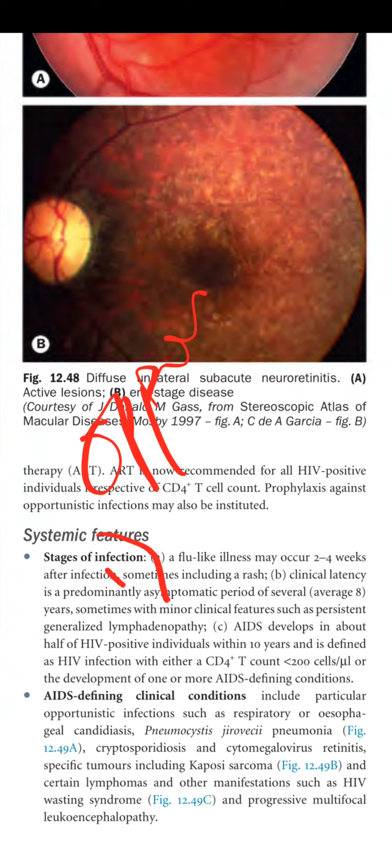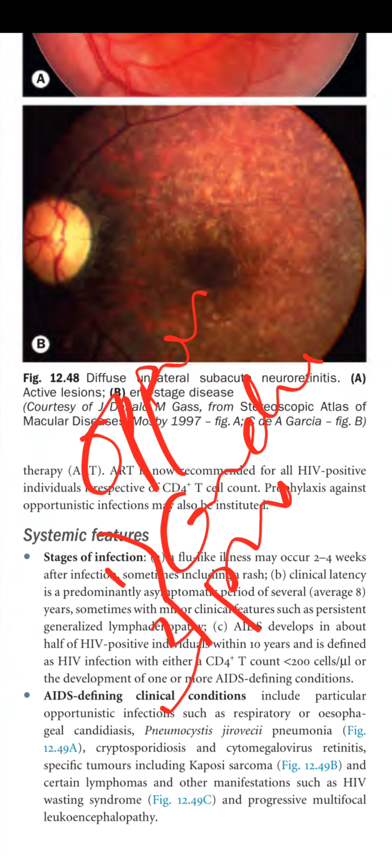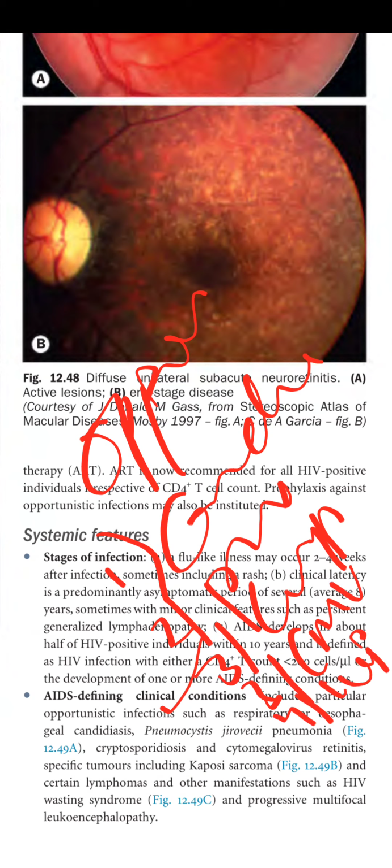Number one, there can be respiratory or esophageal candidiasis. Then there is a pneumonia which is due to pneumocystis jirovecii. Then there can be cryptosporidiosis. Then in the eye there can be CMV retinitis, and then there can be tumors like Kaposi sarcoma and lymphomas, and there can be HIV wasting syndrome and progressive multifocal leukoencephalopathy.